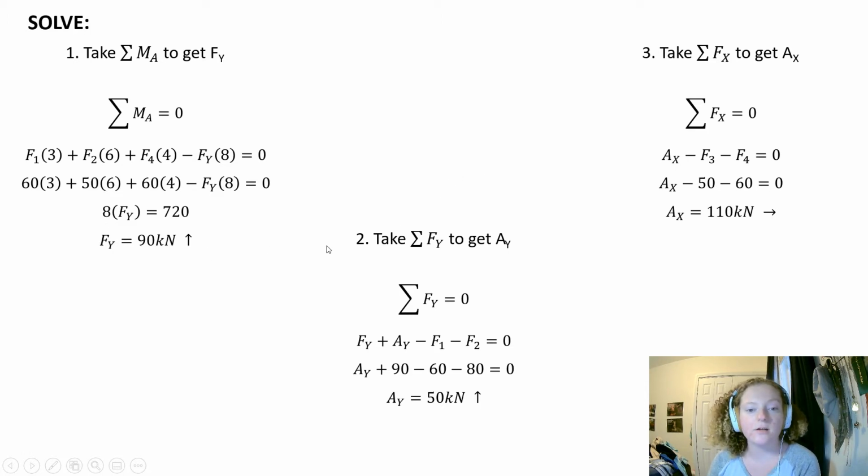Then we can take the sum of the forces in the y direction to get Ay. It's Fy plus Ay is minus F1 minus F2. If we put our values in, we can solve for Ay and we get 50 kilonewtons in the positive y direction. Then we can take the sum of the forces in the x direction to get Ax. So Ax minus F3 minus F4 equals 0, and putting our forces in, Ax is equal to 110 kilonewtons in the positive x direction.